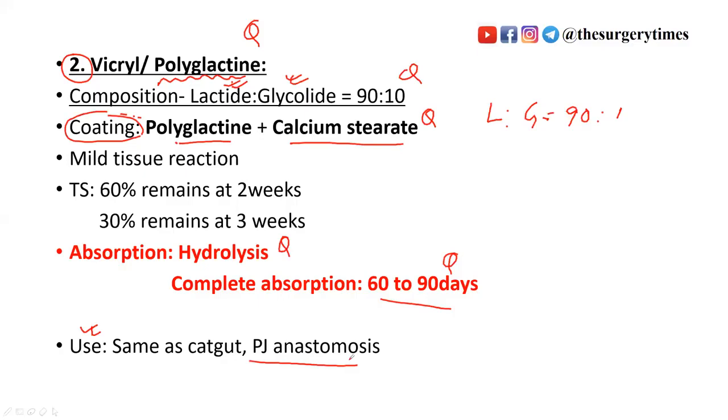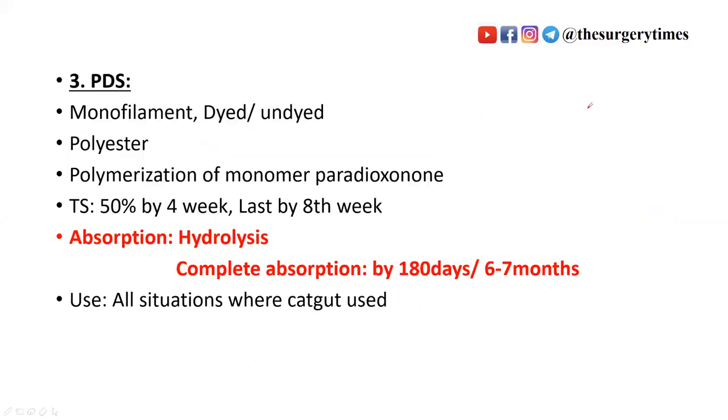So here Vicryl is very important. It is violet in color, and there are 5 questions: it is otherwise called polyglactin, the coating is polyglactin and calcium stearate, composition is lactide and glycolide 90:10, and absorption is by hydrolysis and complete absorption by 60 to 90 days. Never be confused among these absorption times and tensile strength, because it is already taken from Bailey and Love only. So remember this one, don't be confused.